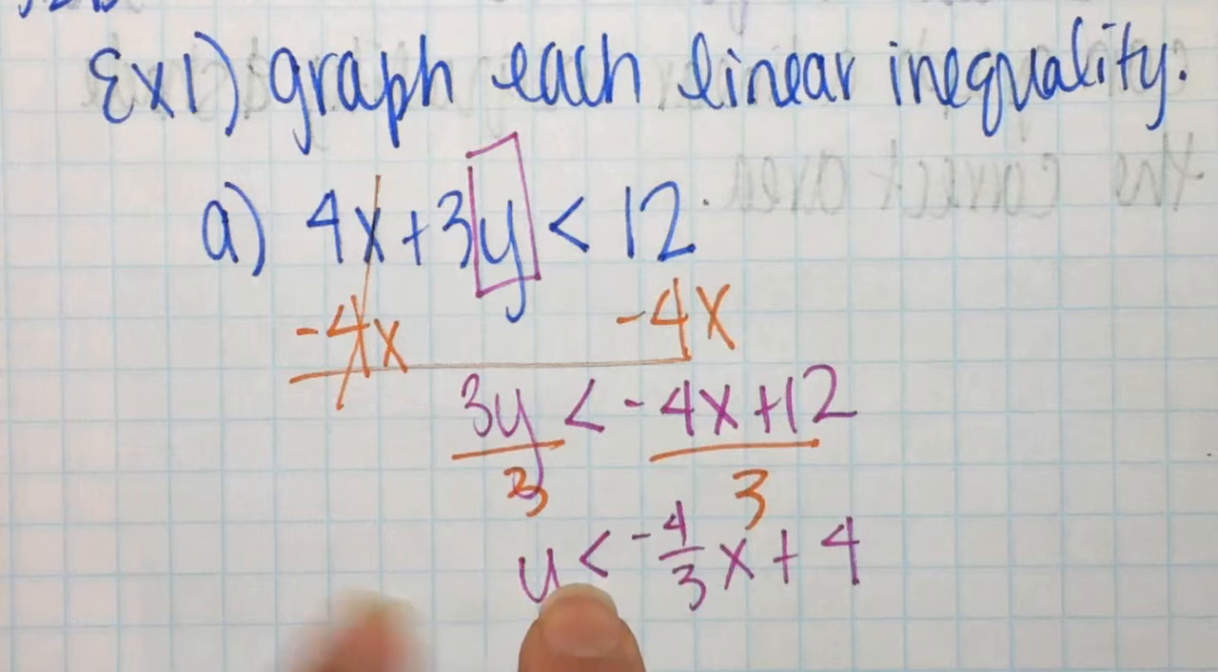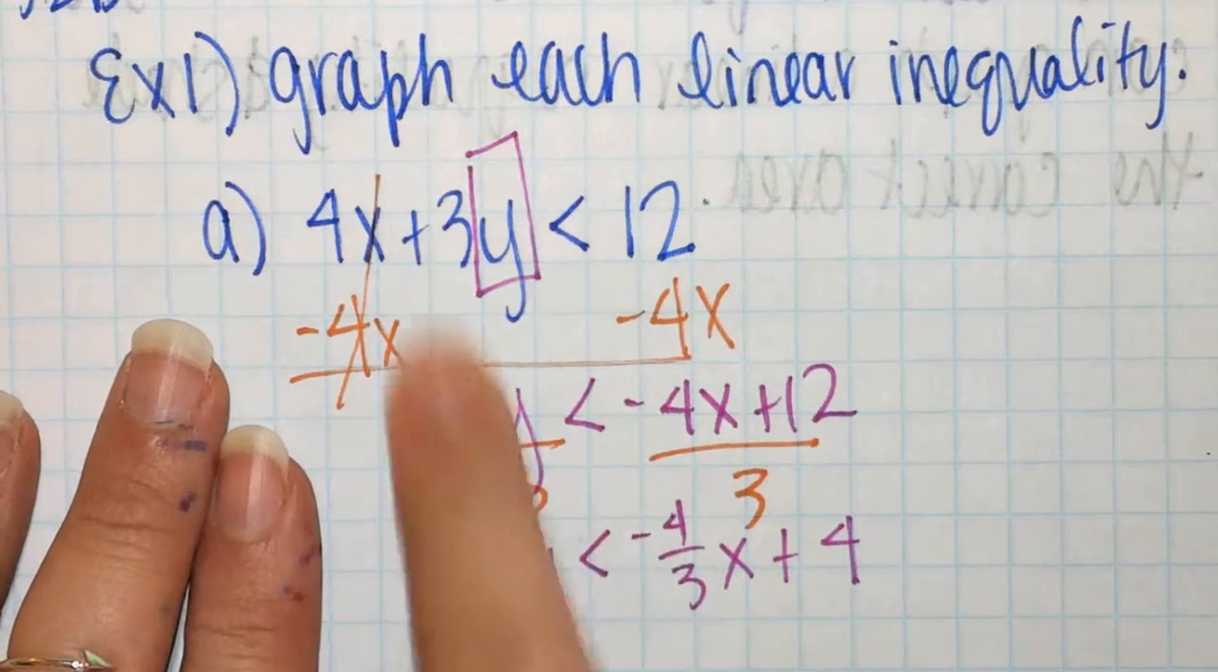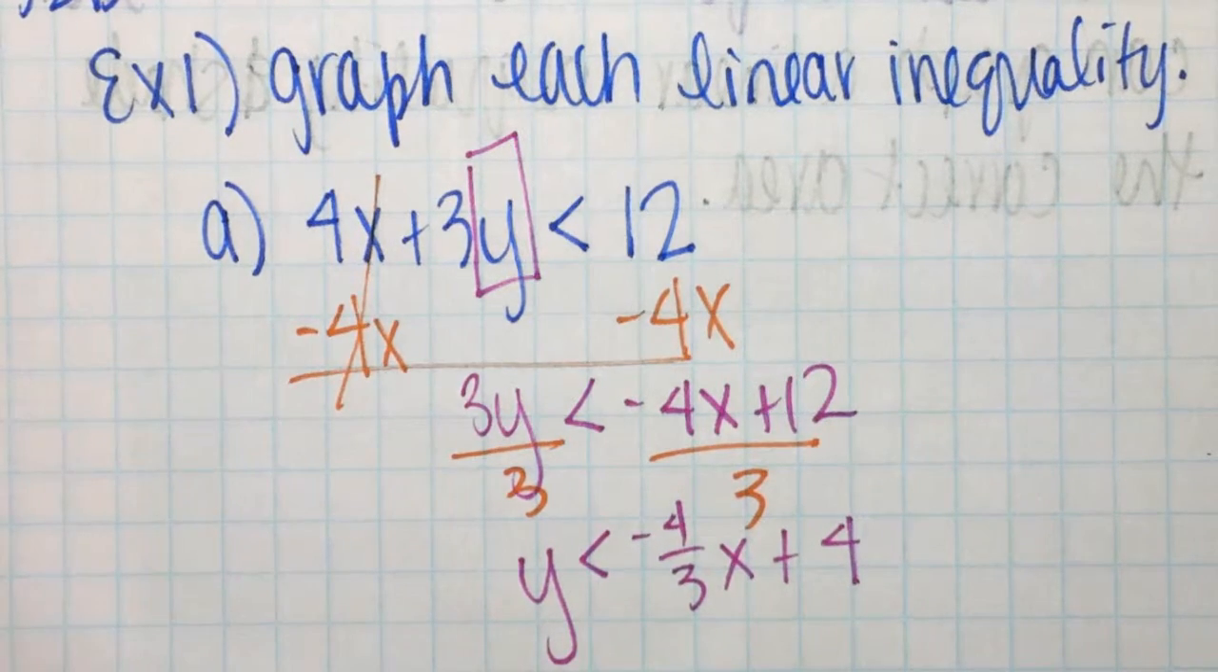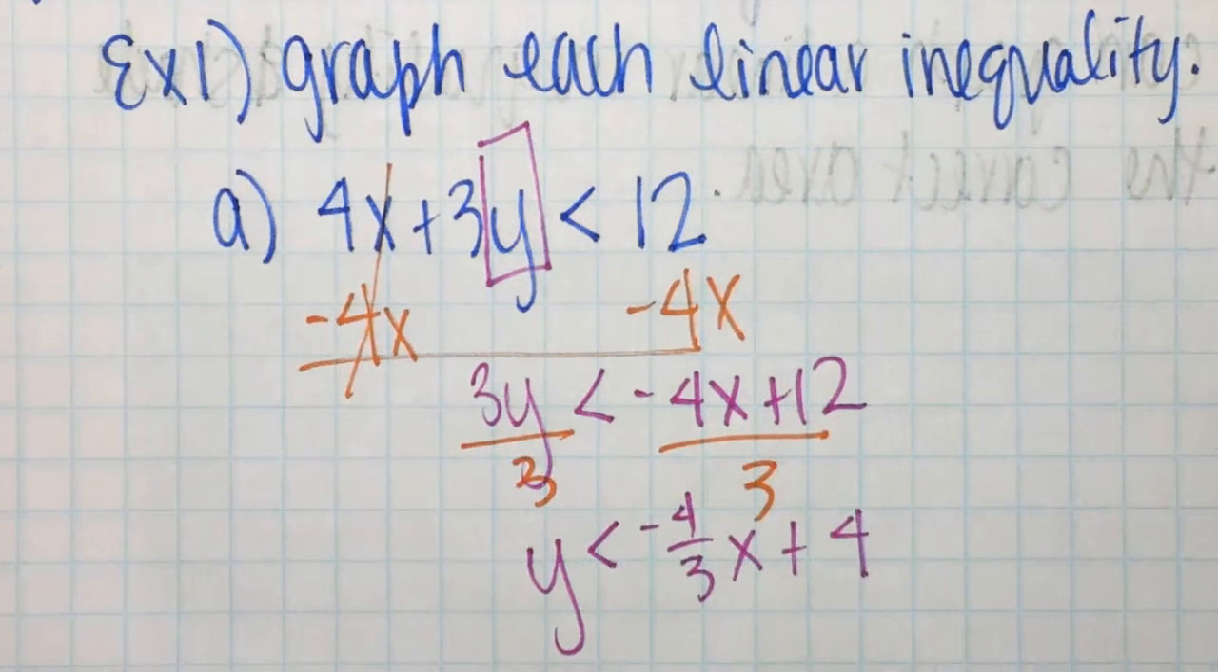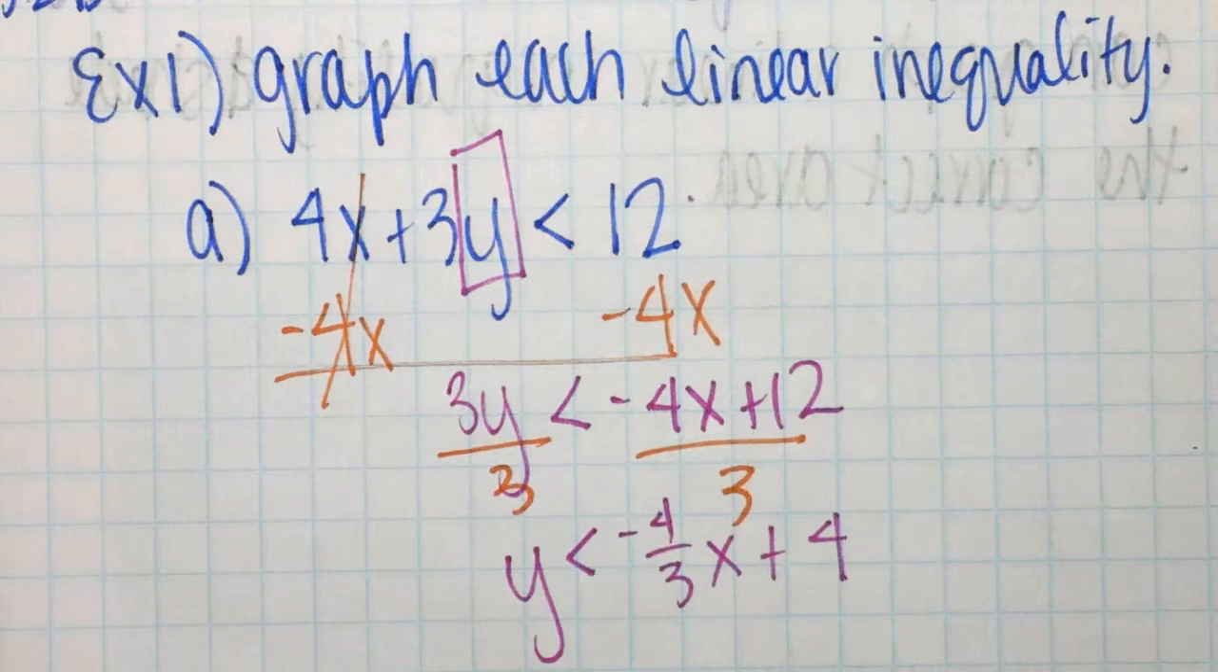Now, who can tell me why this time I did not flip my inequality sign? Because you did divide by negative. I did not divide by negative. Take a point. Fantastic.